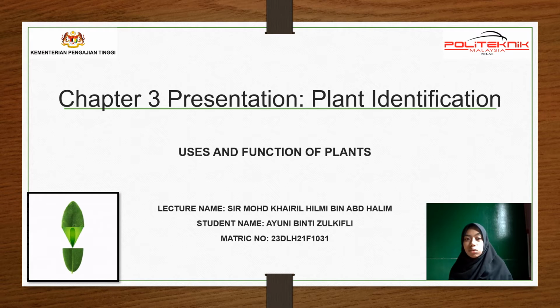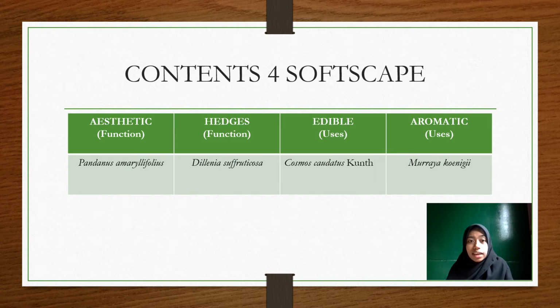Today I want to present about chapter 3. The title is Uses and Function of Plants. On this slide I want to talk about contents. The contents that I choose are under the subtopic function and uses. Under the subtopic function of plants, I choose two: aesthetic plants, which is Pandanus amaryllifolius, and hedges, which is Dillenia suffruticosa.